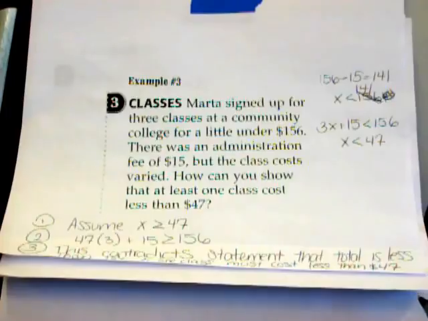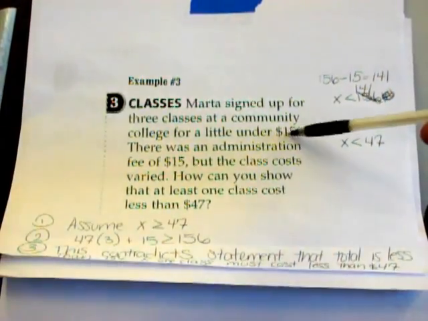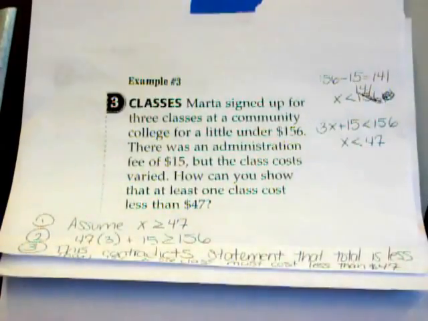So part 3, because part 2 proved that it was equal to 156, and it's supposed to be under 156, I can say this contradicts the statement that the total is less than 156. Therefore, one class must cost less than $47. So that's just, again, applying your indirect proof to an algebra problem.